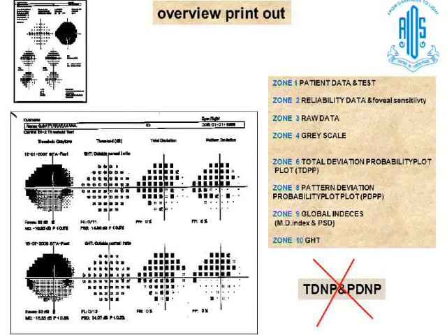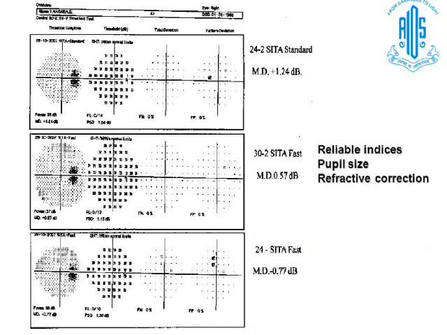It has the patient data, test data, the grayscale, raw data, probability plots, fixed reliability data, mean deviation index, PSD, and glaucoma hemifield test. All the components will be there, except the total deviation numerical plot and the pattern deviation numerical plot. To get the overview printout, it should be either 24-2 or 30-2. If you have 24-2 and 10-2, we don't get the overview printout. We have different single field analysis printouts.